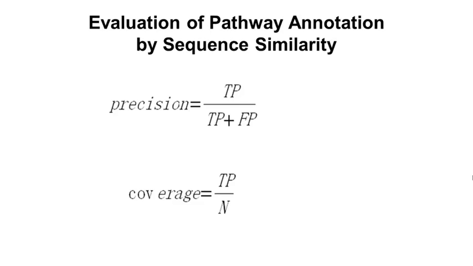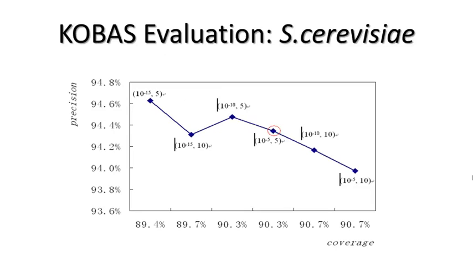Genes in the yeast genome were pretty well annotated in KEGG. So we removed all yeast genes from the KEGG datasets, ran Cobus on all the yeast genes, and then compared the computational annotations with the original annotations in KEGG. This figure shows the precision in the y-axis and the coverage in the x-axis when different cutoffs of e-value and rank were applied.